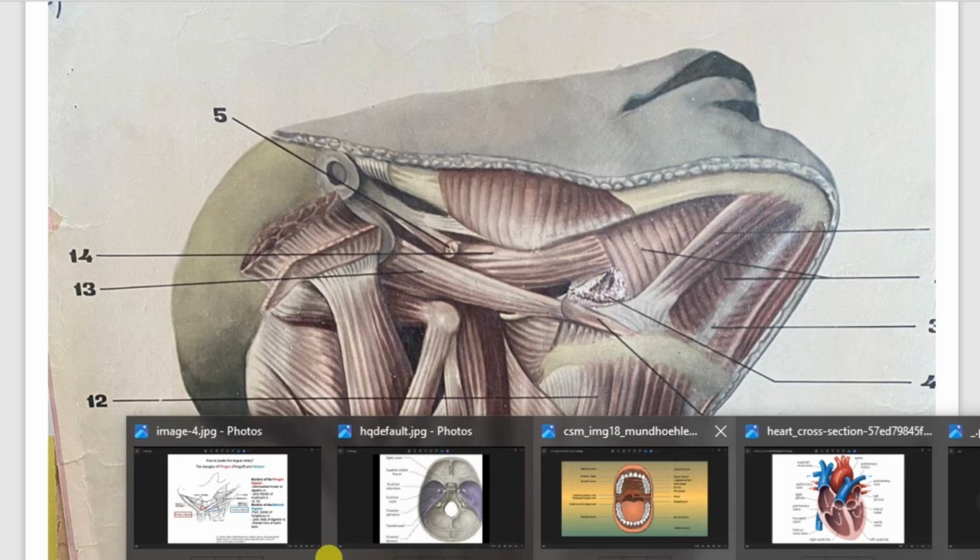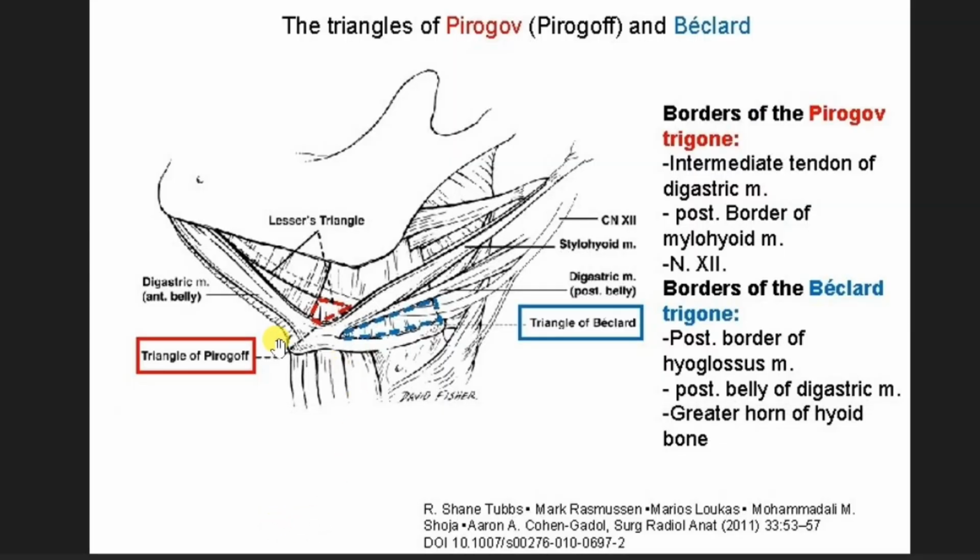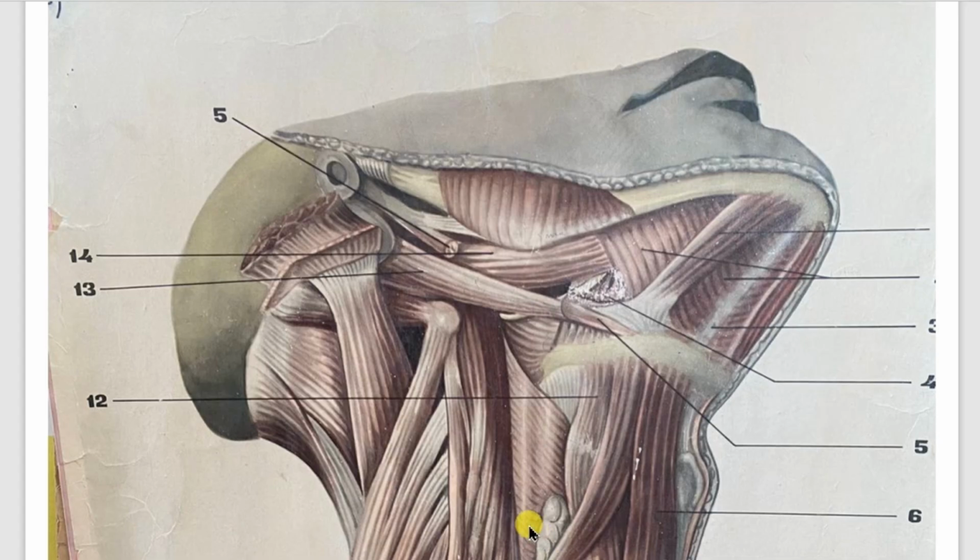In another picture you can see a clearer look. As you can see here, this is Pirogov's triangle. This is our digastric muscle, this one is the posterior side of the mylohyoideus muscle, and this one is our hypoglossal nerve. So this is the triangle of Pirogov.